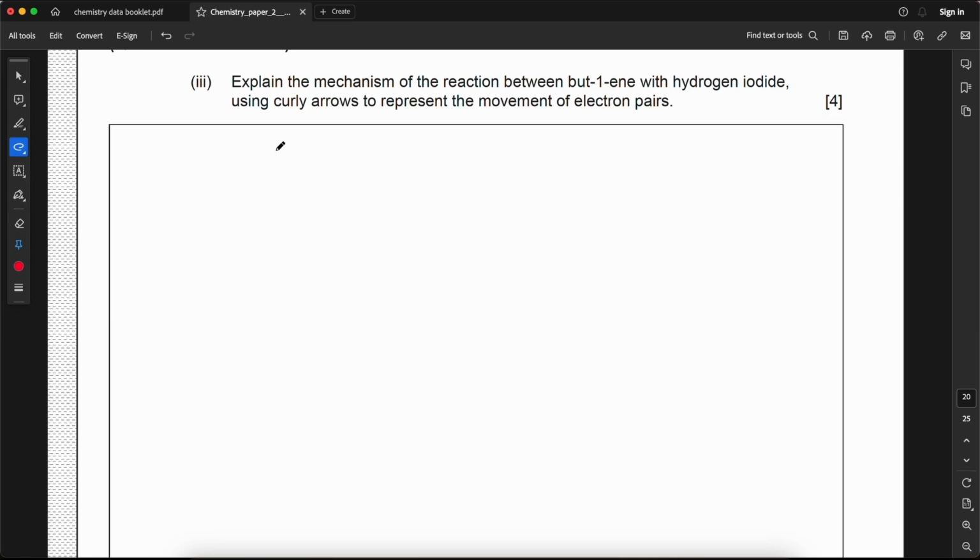Explain the mechanism of the reaction between but-1-ene and hydrogen iodide using curly arrows. But-1-ene with hydrogen iodide. So H will be, this is the arrow, and that will be the arrow. I will explain it later.